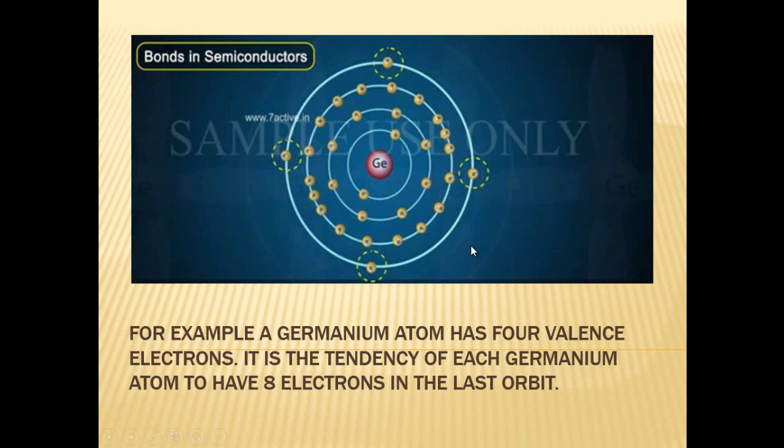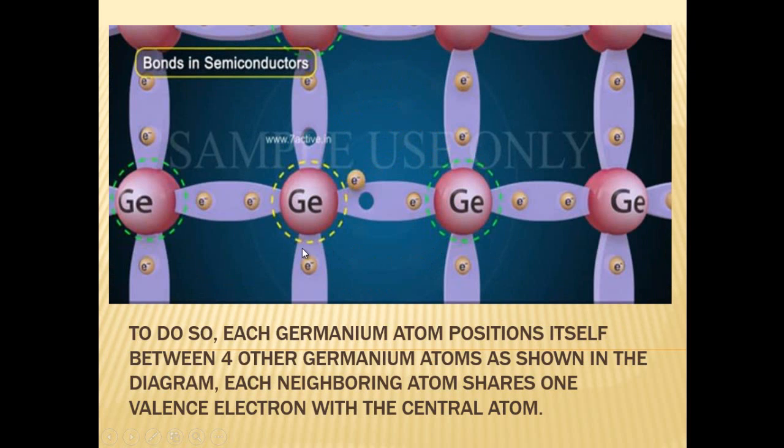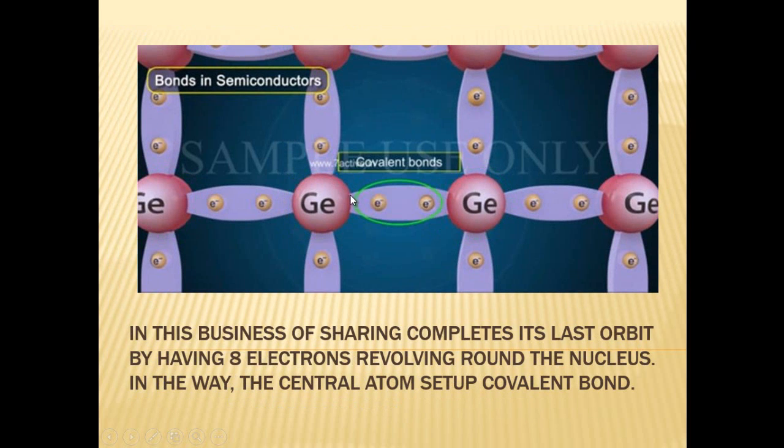For example, the germanium atom has 4 valence electrons. It is the tendency of each germanium atom to have 8 electrons in the last orbit. To do so, each germanium atom positions itself between 4 other germanium atoms as shown in the diagram. Each neighboring atom shares 1 valence electron with the central atom. By this sharing, the central atom completes its last orbit by having 8 electrons revolving round the nucleus. In this way, the central atom sets up covalent bonds.